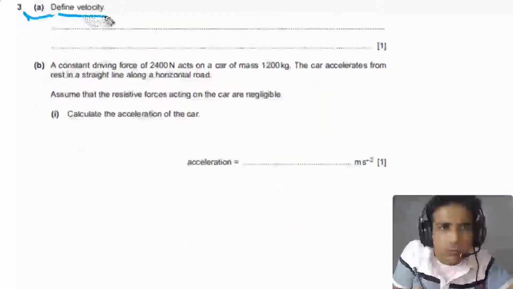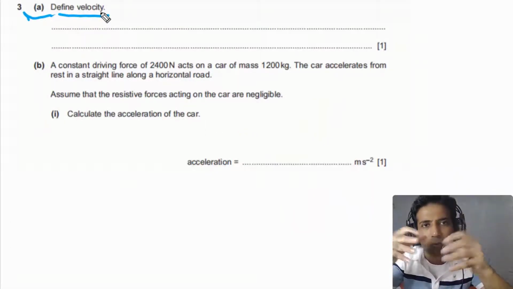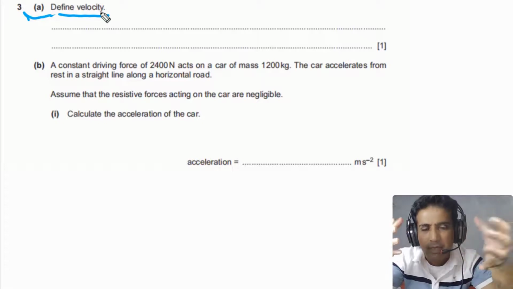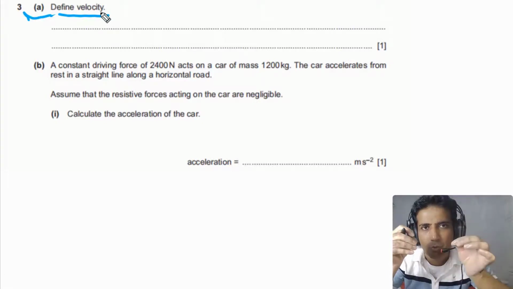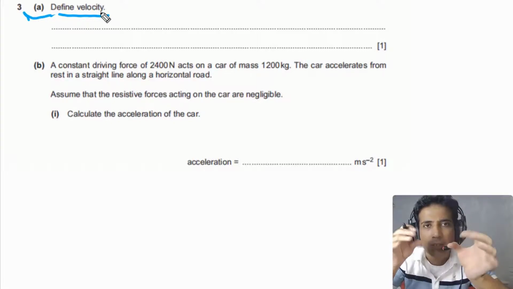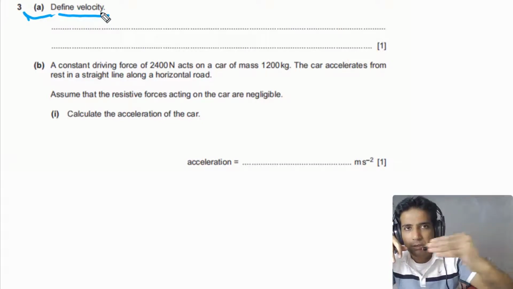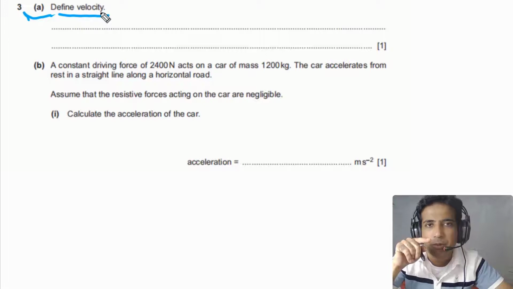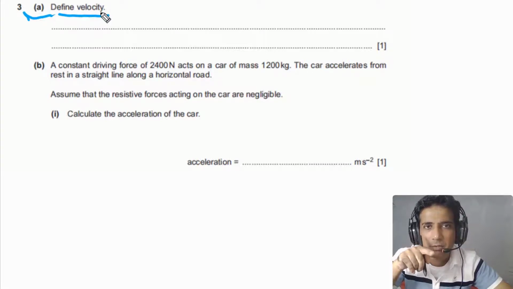We need to define velocity. Velocity is equal to change in displacement over time, or simply you can say displacement over time. But speed is equal to distance over time. Speed and velocity have the same magnitude if the body is moving in a straight line. If the body is not moving in a straight line, the magnitude of velocity is not equal to speed. And also you need to understand velocity is a vector, so it has direction, but speed is a scalar.